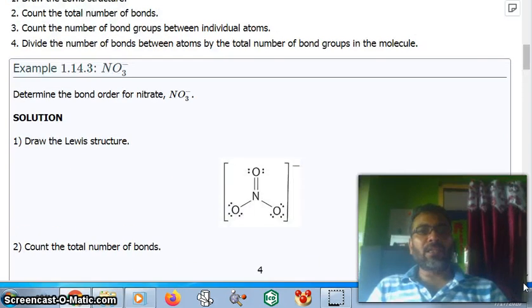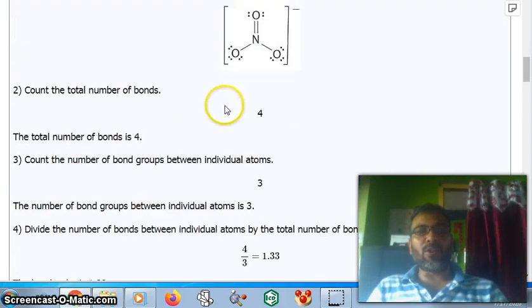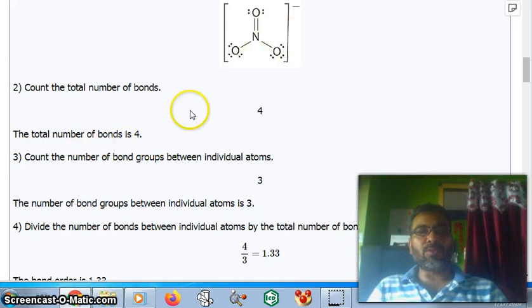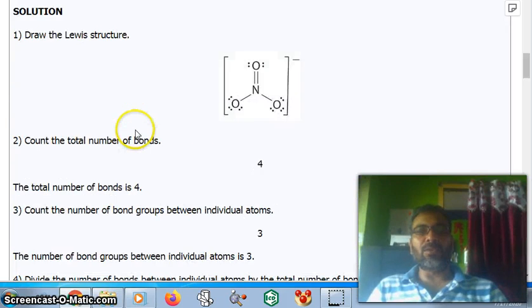Now you see, determine the bond order of the nitrate ion. Draw the Lewis structure, count the total number of bonds. The total number of bonds is 4. Count the number of bond groups between the individual atoms. The number of bond groups between the individual atoms is 3. Divide the total number of bonds by the number of bond groups between individual atoms. The bond order is 1.33. So you have 4 bonds, and the number of bond groups between the individual atoms is 3.